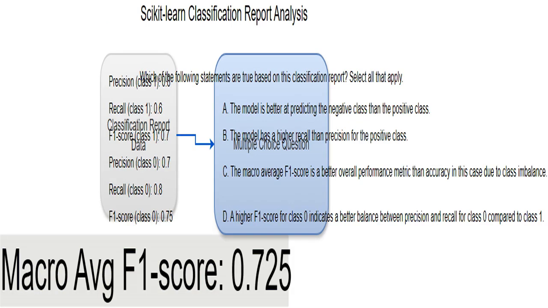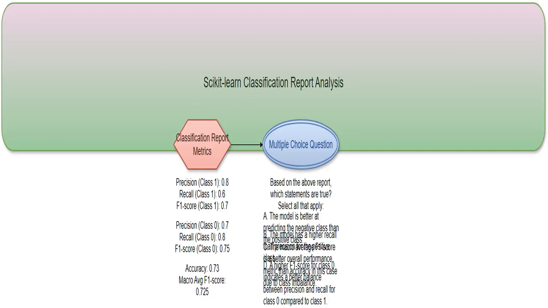This averages the F1 scores for both classes equally. It can be more informative than accuracy when classes are imbalanced. Here, it's 0.725. I'm analyzing a classification report generated by scikit-learn, a popular Python library for machine learning.